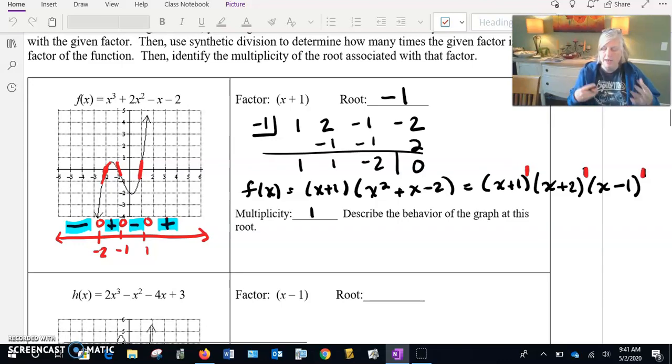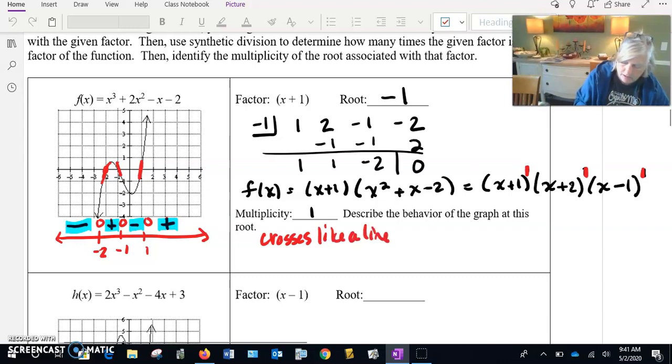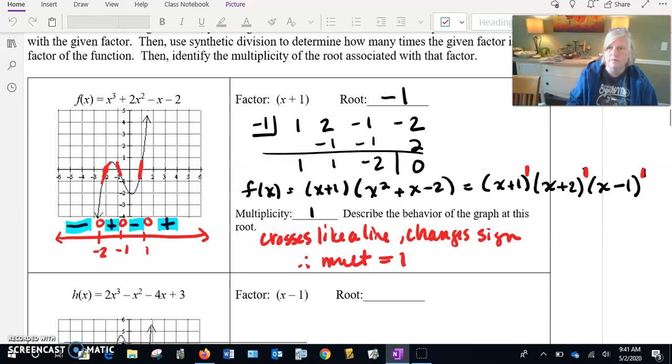And so they are going to be very much a single multiplicity graph. So it crosses like a line. It changes sign. Therefore, my multiplicity is going to be equal to 1 for that.